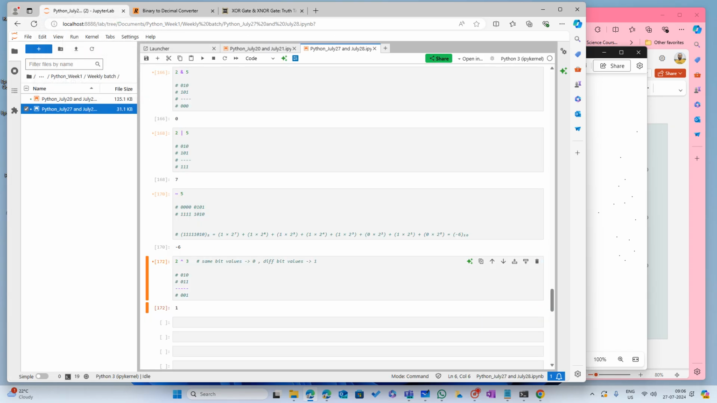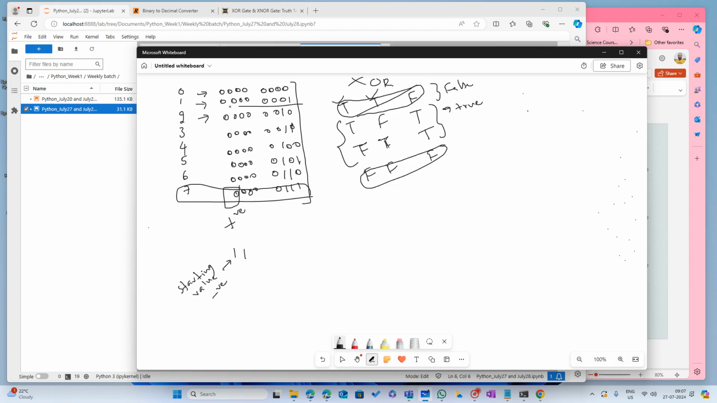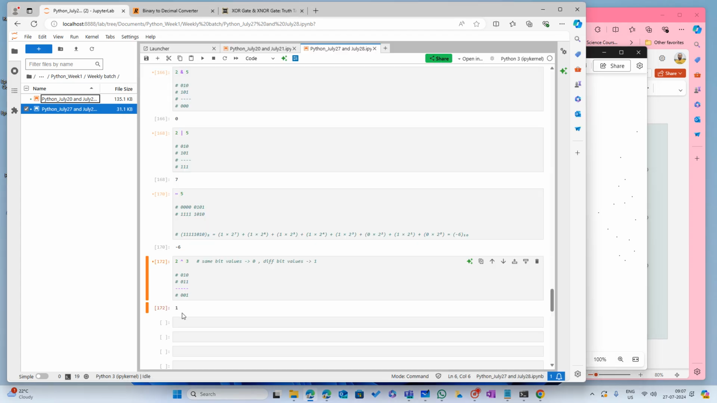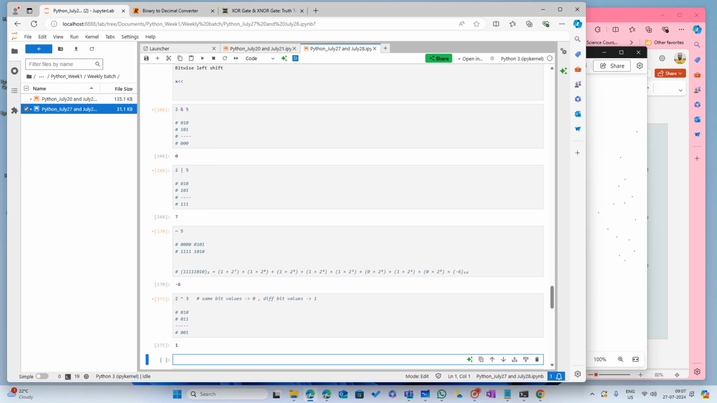Anyway, so here when you convert this to bit values and compare, 0 comma 0, because they are the same, you will get 0. 1 comma 1 is the same, again you will get 0. Again 0 comma 1 is different, hence you will get 1. And this value is nothing but 1. So that's why you have the result as 1. That is your XOR.